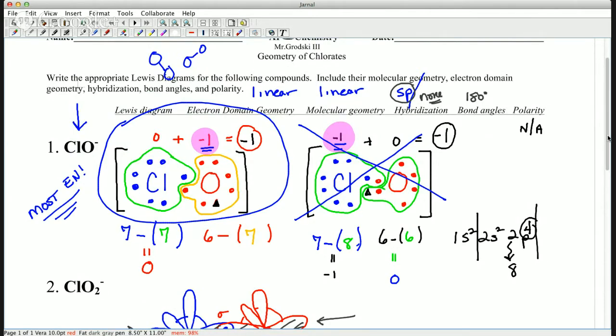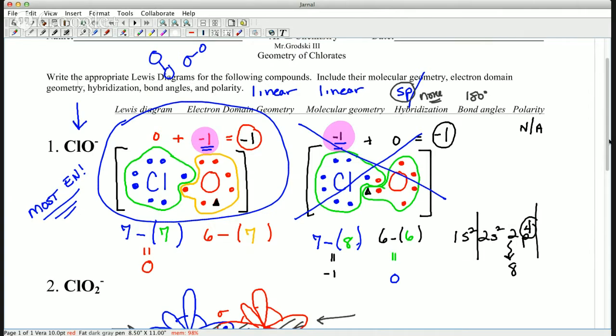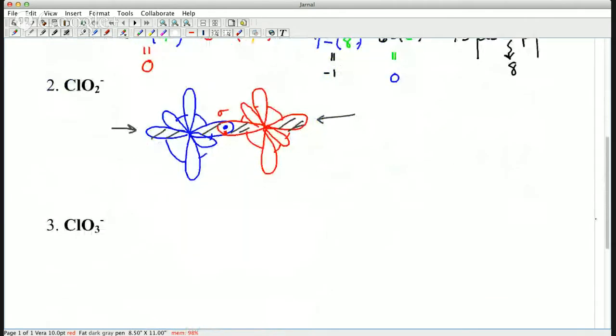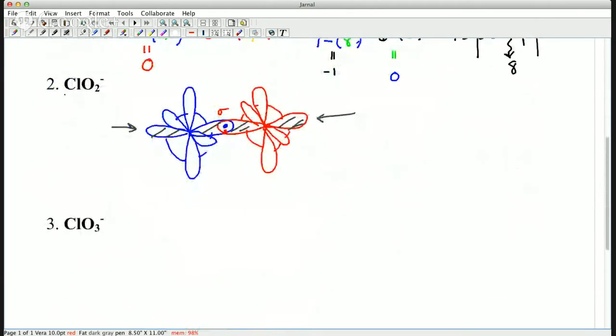All right, so let's continue on to the ClO2. Now, this was the hypochlorite ion. Remember, we had a low number of O's. It's the -ite, but this is the lowest number, so this is the hypochlorite ion. And the next one we're going to work on is the chlorite ion.